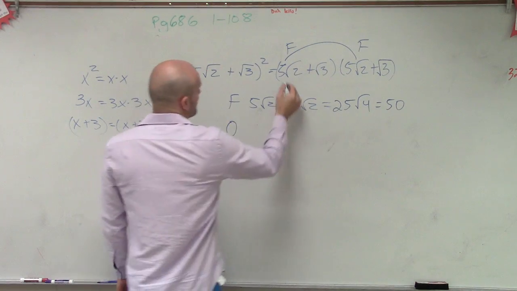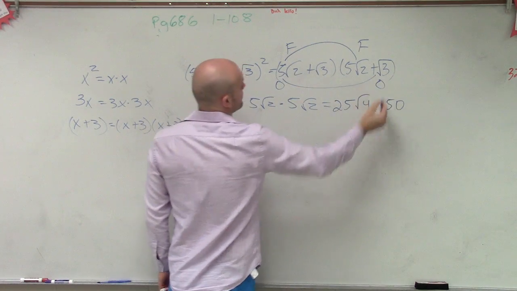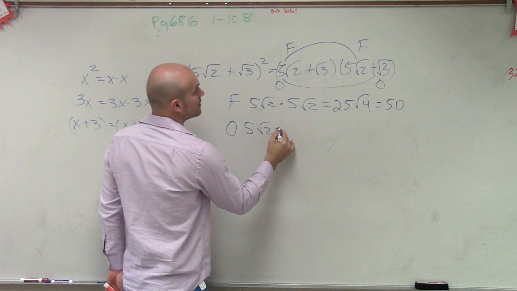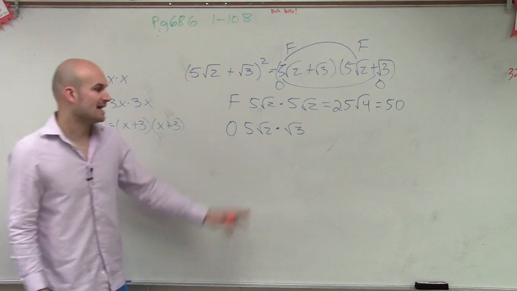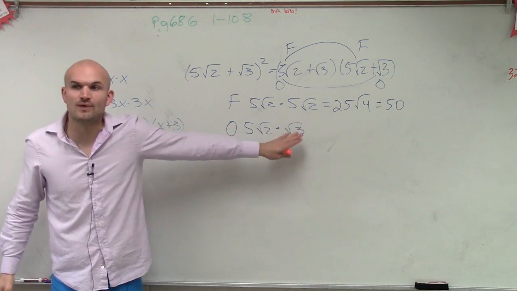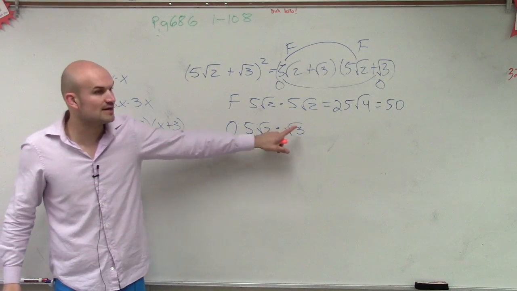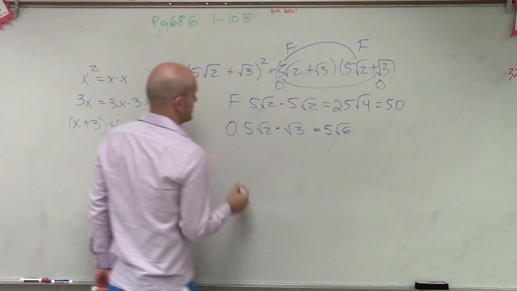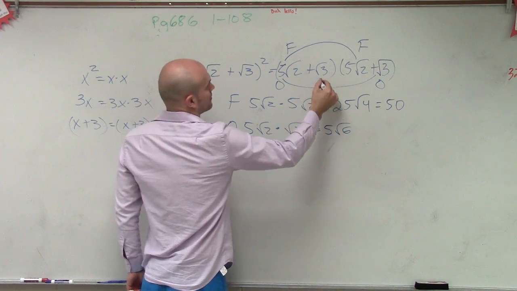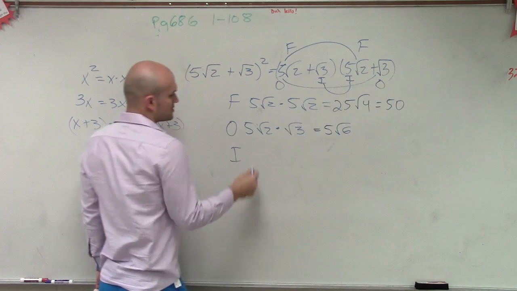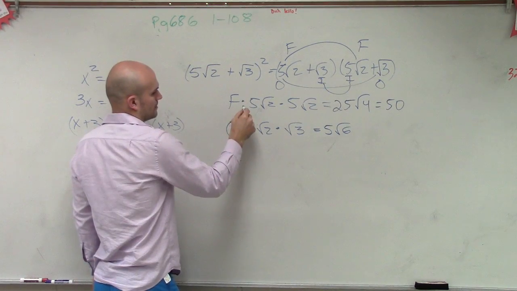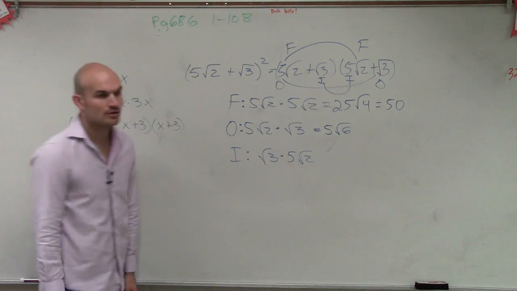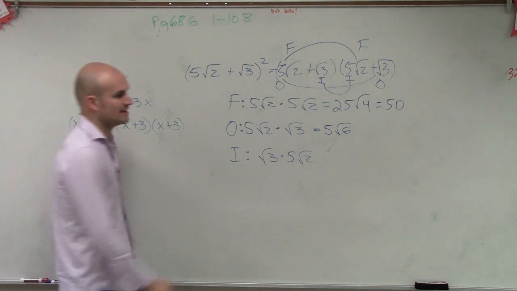Now let's do the outer, right? The outside terms. So the outside terms is going to be 5 square root of 2 times the square root of 3. Again, we can multiply numbers inside the radical. So we'd have 5 times square root of 2 times square root of 3 would be square root of 6. And then we'll do the inner. So the inside will be square root of 3 times 5 square root of 2, which is going to be 5 square root of 6.